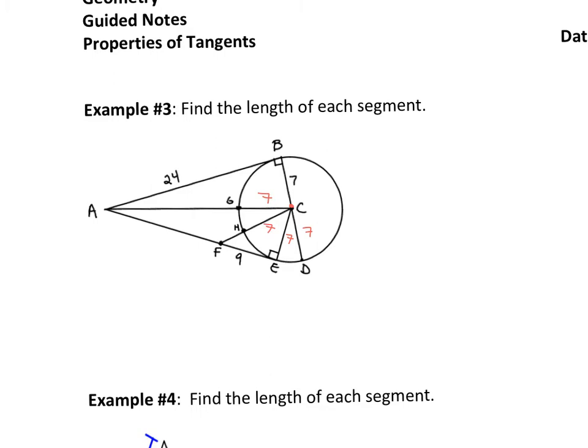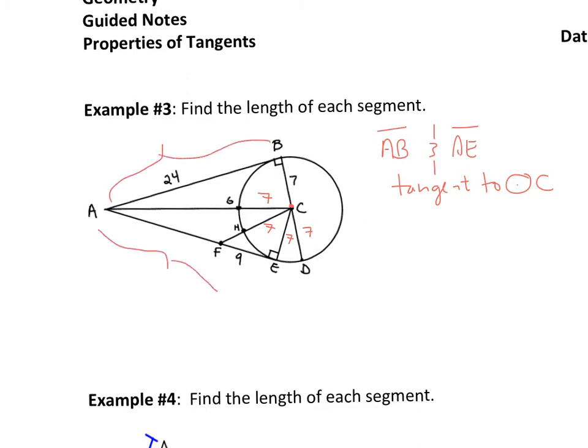And since this is perpendicular, and this is a diameter, we know these are going to be tangents. So we know AB and AE are tangent to circle C because they both have that 90 degree angle. So we know AB and AE will be the same length. So since AB is 24, AE is 24.